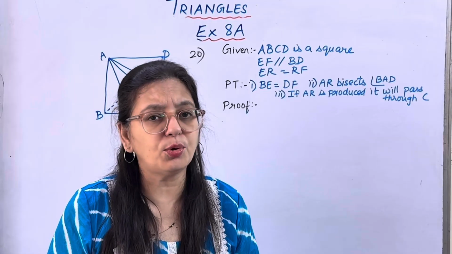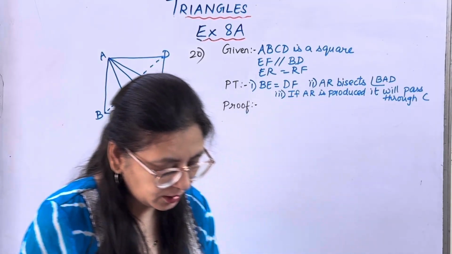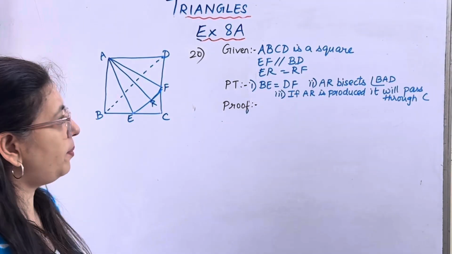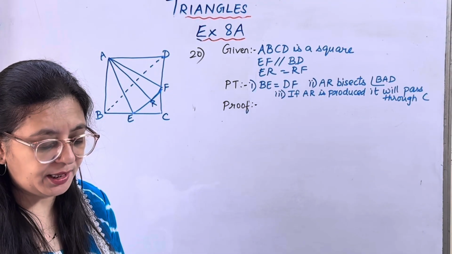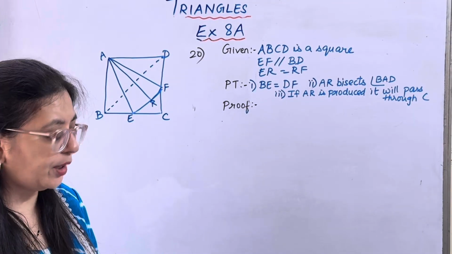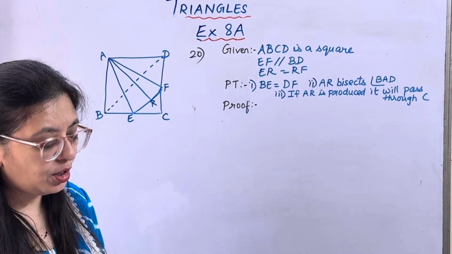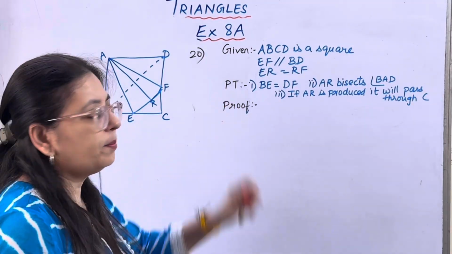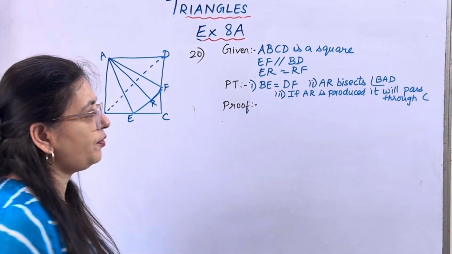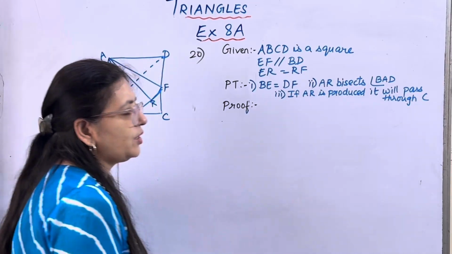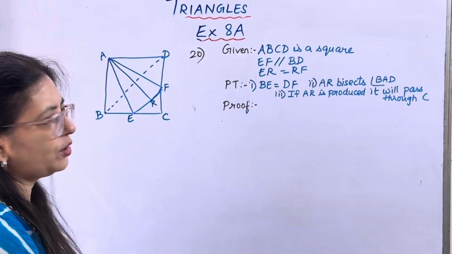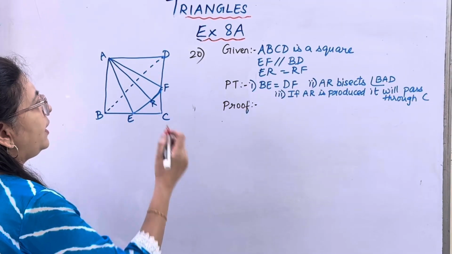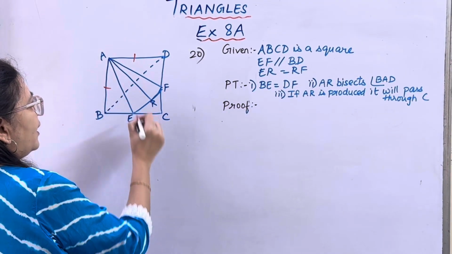Yes kids, let's go to question number 20. In the given figure, ABCD is a square, EF is parallel to BD and R is the midpoint of EF. You have to prove that BE is equal to DF, AR bisects this angle, and the third part. So first let's do what information is given to you. Since ABCD is a square, all sides would be equal.